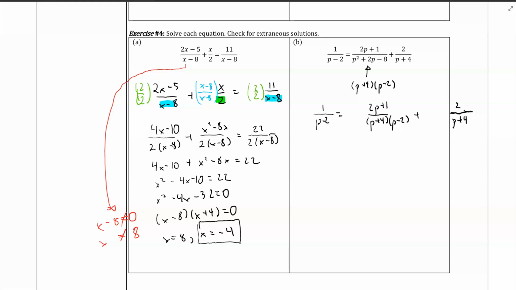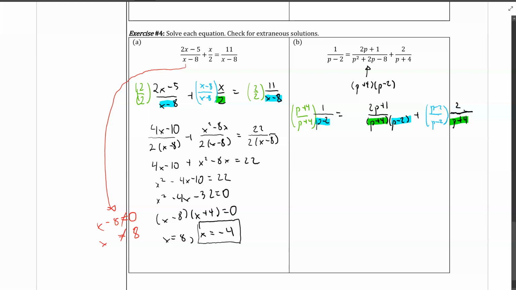Now, what does the first fraction have? Well, it has a p minus 2, but it's missing a p plus 4. So we multiply the first fraction by p plus 4 over p plus 4. The second fraction has a p plus 4 and a p minus 2, and it's not missing any denominator terms. Now the third fraction, let me highlight the p plus 4 in green. Now the third fraction seems to be missing a p minus 2. And so we need to multiply the third fraction by p minus 2 over p minus 2.